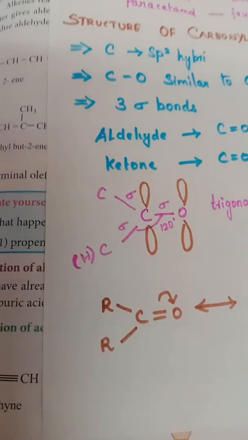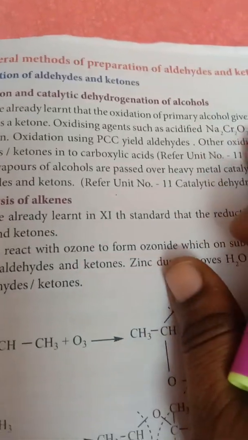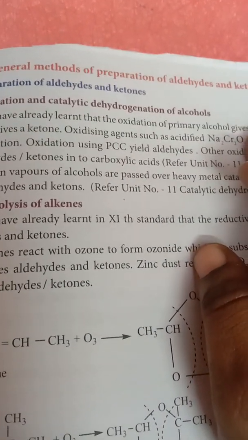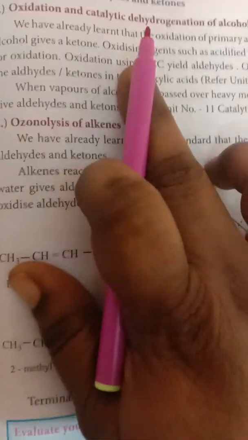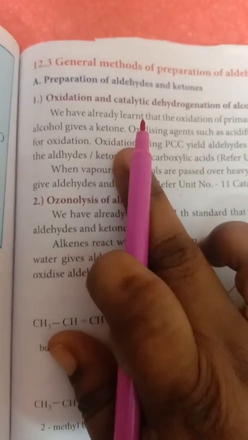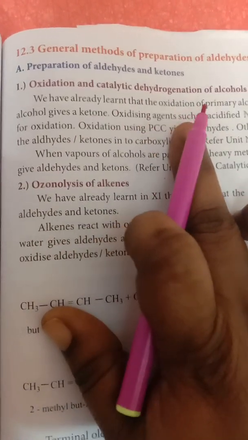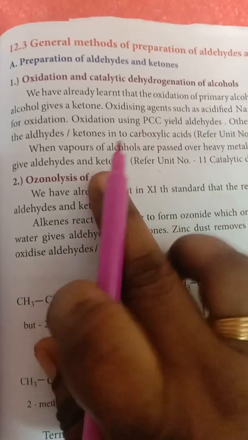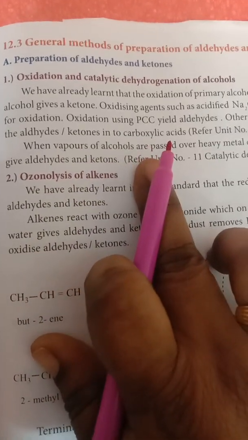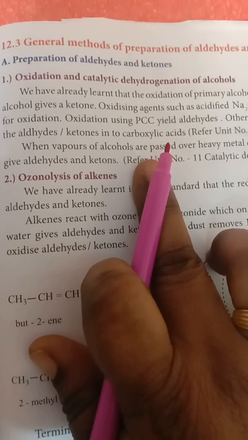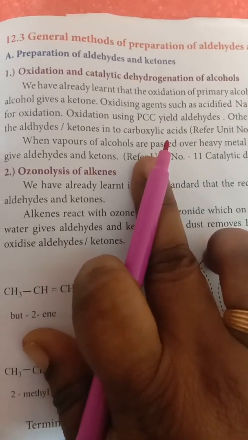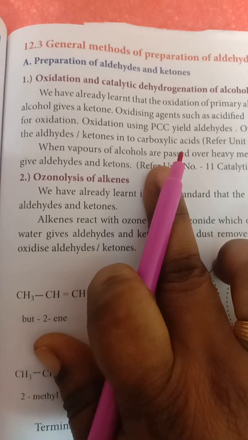Okay, students, so now we'll see the next topic, that is preparation of aldehydes and ketones. This is also an important question, you have to listen carefully. First is the preparation of aldehydes and ketones by the oxidation and catalytic dehydrogenation of alcohols. You have already learnt that primary alcohols give aldehydes and secondary alcohols give ketones. This we have studied in the hydroxy group, right?